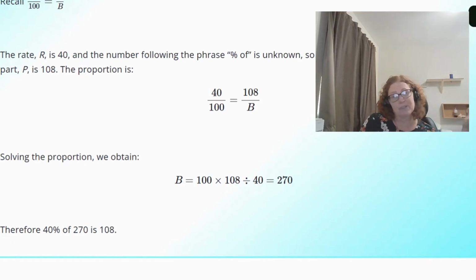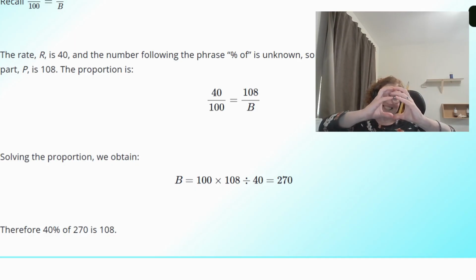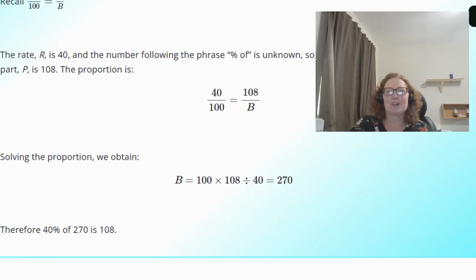And again, I would solve it. 40 times B is equal to 108 times 100, and you would get that answer. 10,800 divided by 40 gives you 270. So 270 is the big circle, and that's the base. And then we're taking the part, or the piece of it, which is the 40%, which is 108.